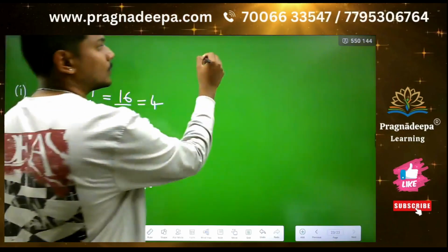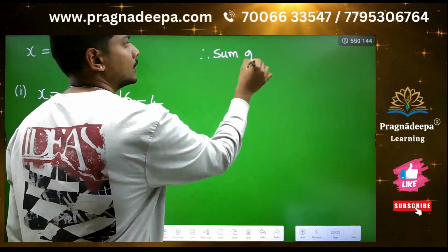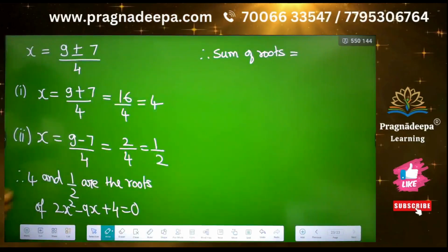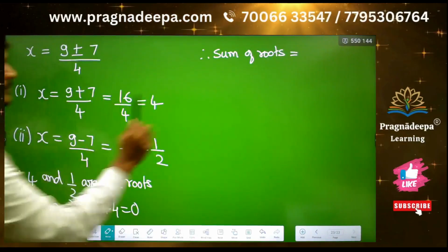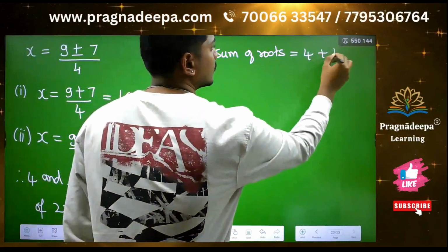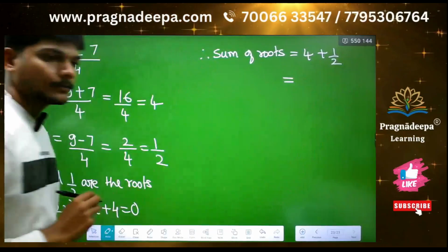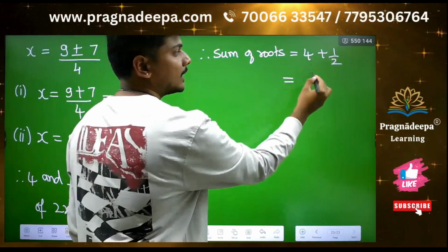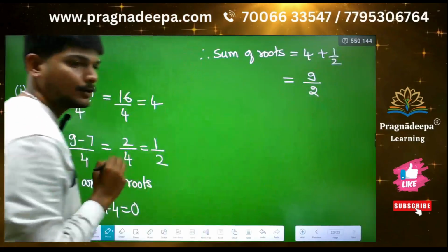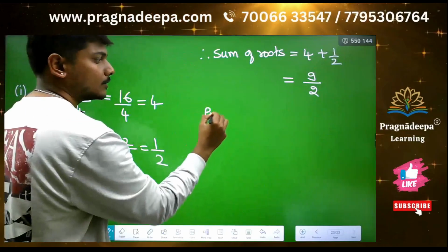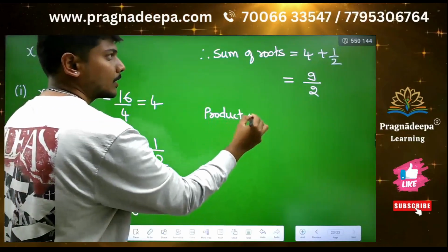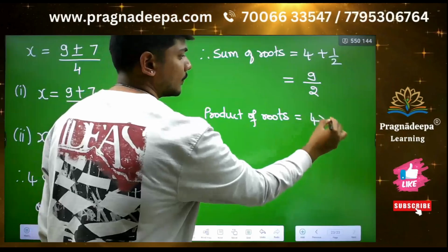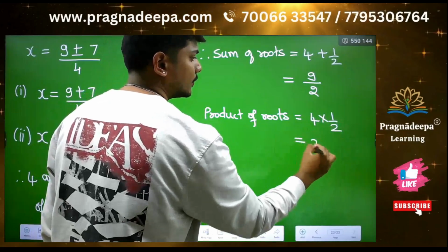So therefore, sum of roots will be equal to, ಎಷ್ಟು ಬರುತ್ತೆ? 4 plus 1 by 2. So 4 2s are 8. 8 plus 1 is 9. Sir, 9 by 2, sir. 9 by 2. So next, product of roots. Product of roots will be equal to 4 into 1 by 2, which will be equal to 2.